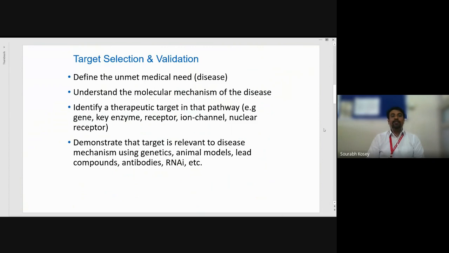We need to identify a therapeutic target in that pathway where the gene, it may be genetic material, it may be an enzyme, it may be a receptor, it may be an ion channel, it may be a nuclear receptor, it may be anything of the nature which comprises of. Then thereafter, we go with the nuclear receptor and demonstrate with the genomic material how a molecule is going to act exactly.